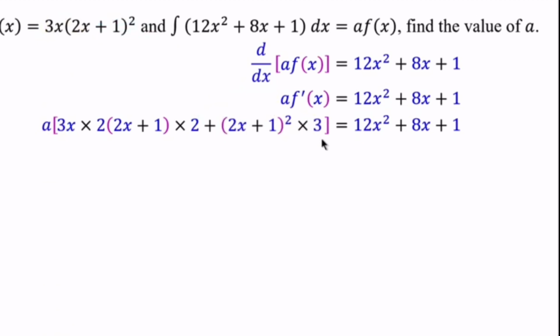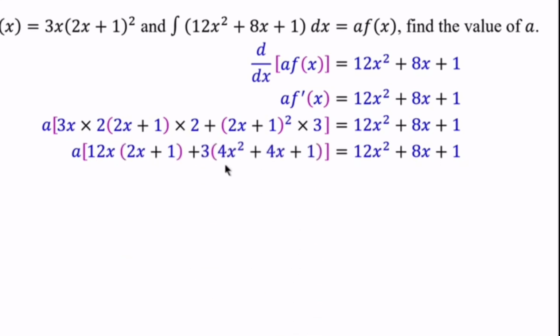Okay? So now we have successfully differentiated using the product rule, u times v. So now we can expand carefully. 12x times 2 will be 6x. 6x times 2 will be 12x squared, right? But there is a times 2, right? So we just multiply with the number: 3x times 2 will be 6x, times 2 is 12x, with the bracket (2x plus 1), plus 3 times, and we expand. 4x squared plus 4x plus 1 is the expansion of (2x plus 1) squared.